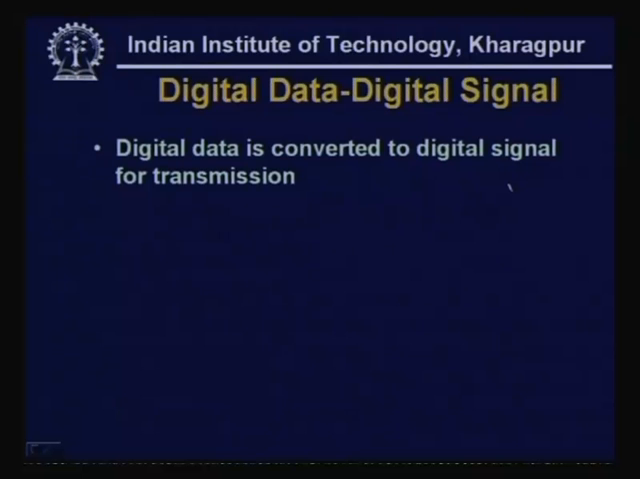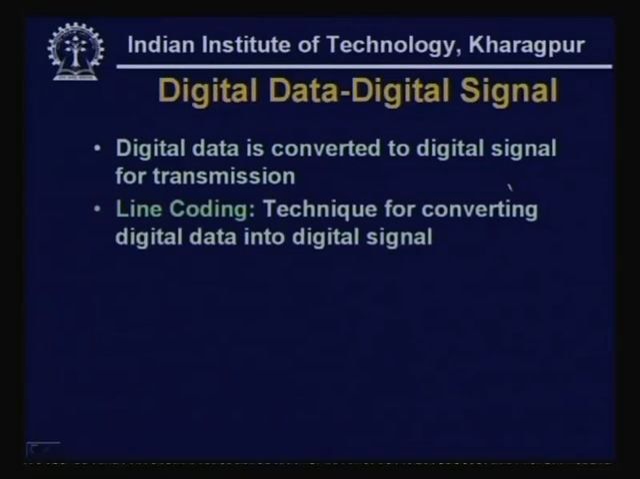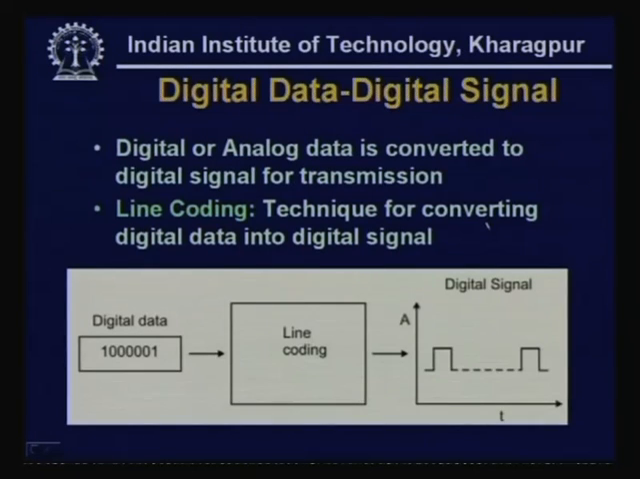So, in this lecture we shall consider digital data that is converted into digital signal, and the technique that is being used is known as line coding. So, line coding technique is used for converting digital data into digital signal, and this can be explained with the help of this simple diagram.